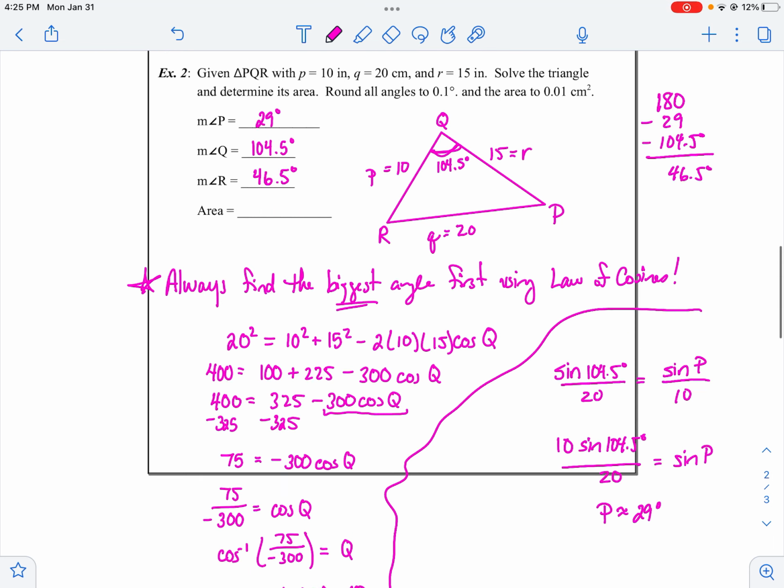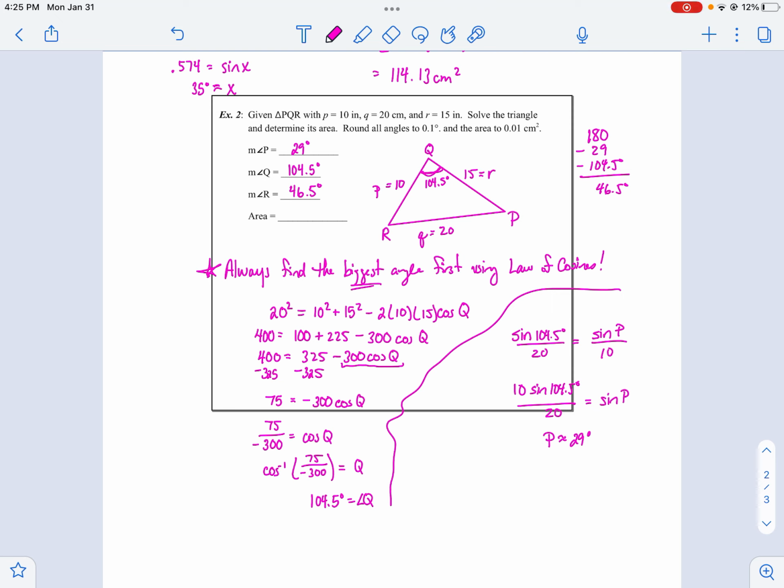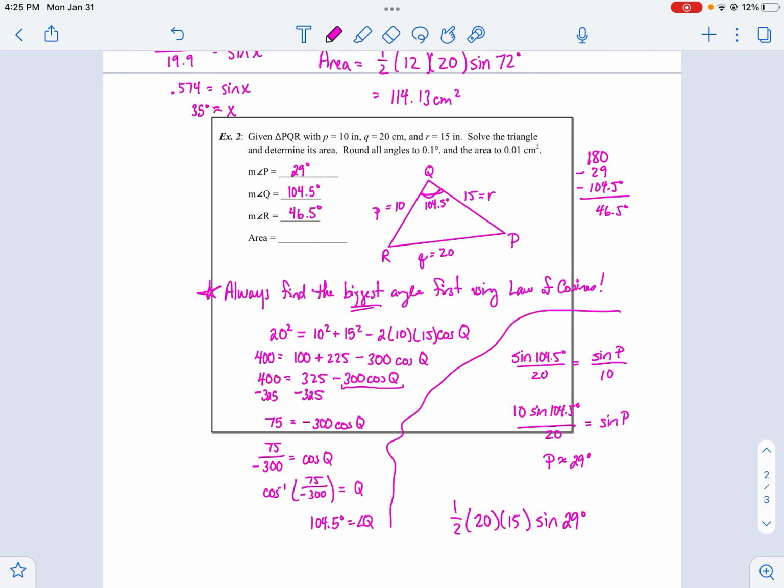And then for my area, again, I can just pick which flippers I want to use. It's totally up to you which flippers you want to use. So it would be 1/2. Let's say I chose the flippers 20 and 15. If I'm going to pick 20 and 15, then I've got to pick angle P, right? So that would be the sine of 29 degrees. Again, it's totally up to you which one you pick. And depending on round off error, if you pick different flippers, you might get a slightly different area. I got 72.72 square inches, but again, or centimeters.